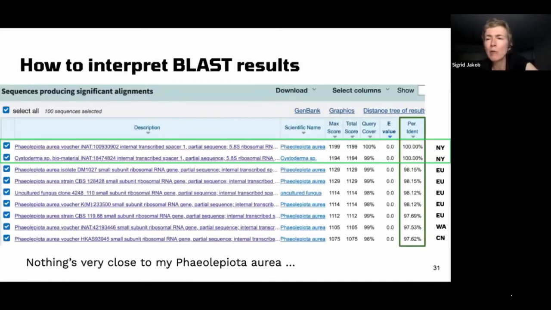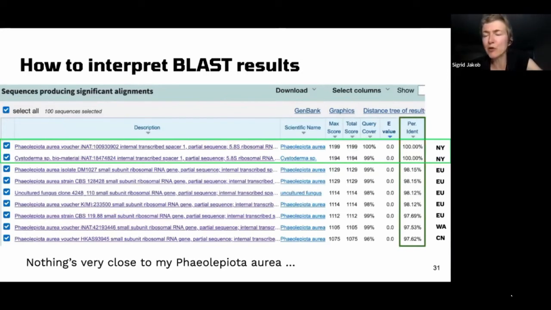So the column you're most interested in is the column that says per ident, also percentage identity. That's really where all the action is. And as you can see, there's a couple of sequences that have 100% match. I'm very familiar with these sequences. I put them in myself. So they're from Greenwood Cemetery as well. And I would be shocked if they weren't 100% matched.